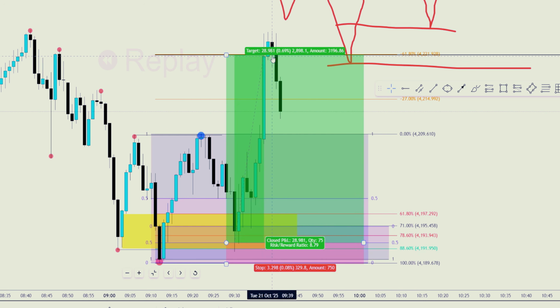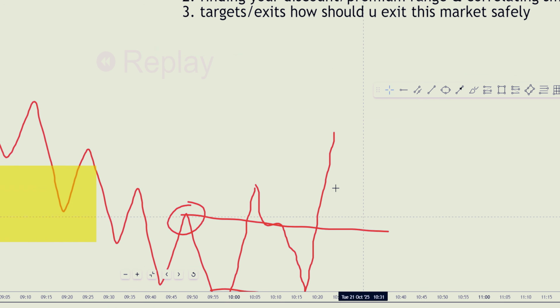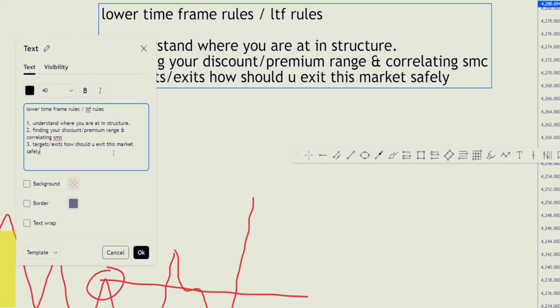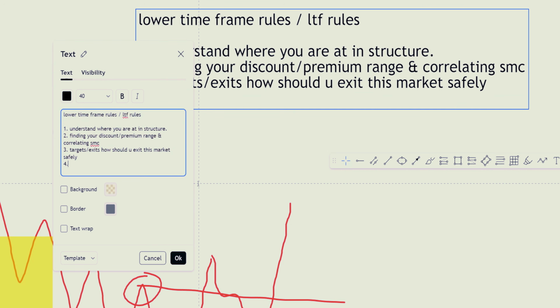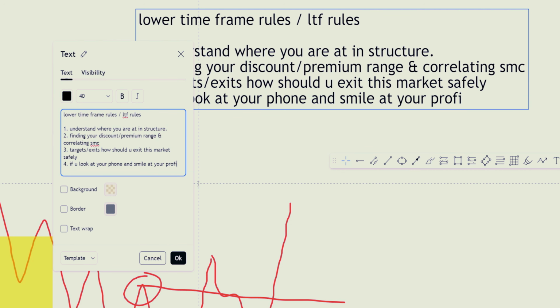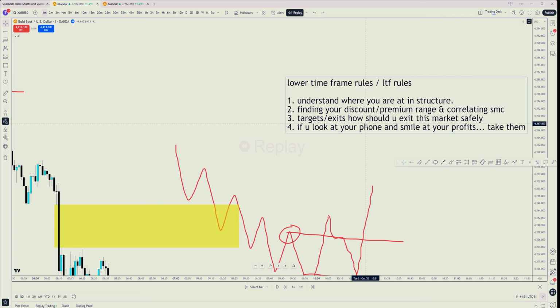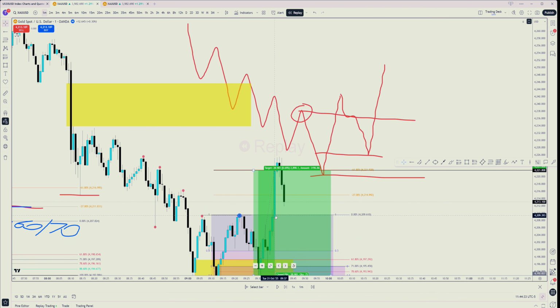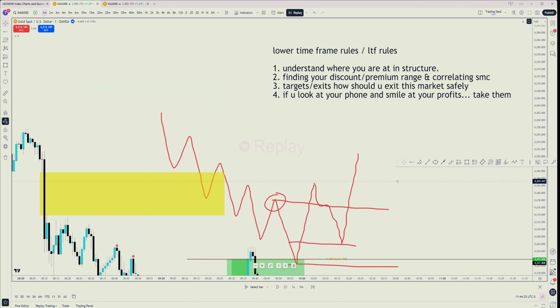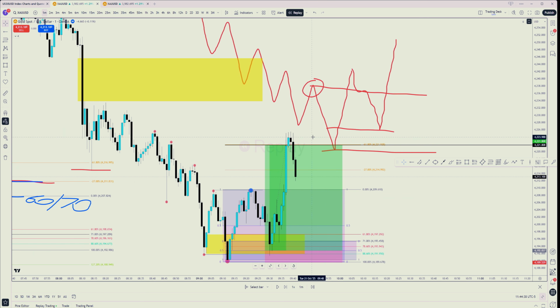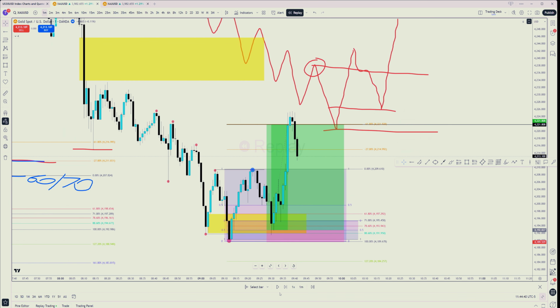But when this happened, I have another rule of thumb, and this is the last rule of thumb. Maybe you can go with that. Rule 4: if you look at your phone and smile at your profits, take them. So that's another rule of thumb. When this 1 minute candle happened, I was geeked. I was just like, yo, I'm out. And I took it right at the perfect time.